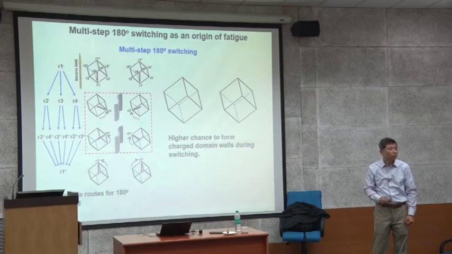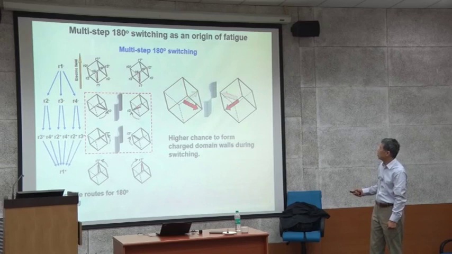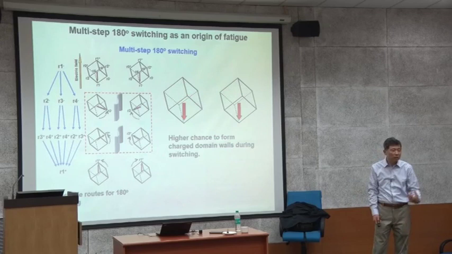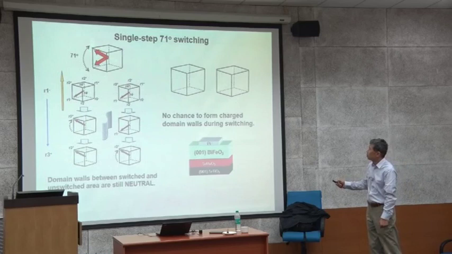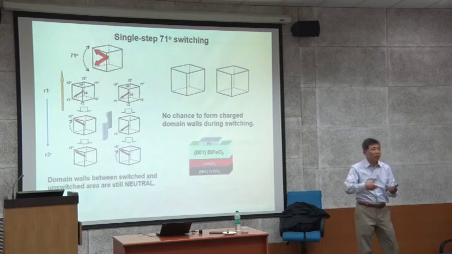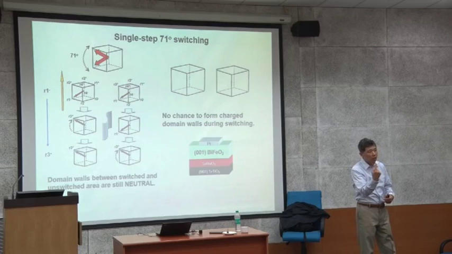Okay, that is one way of a higher chance of formation of charge domain walls during the switching, and that's what happened. That's a 109 degree switching. Good. But if you have 71 degree switching, you don't have that kind of process. Because in the 109 case, you go here, here, here, and here. But for the 71, there is no other intermediate stage. You go here, between this, or go back to here.